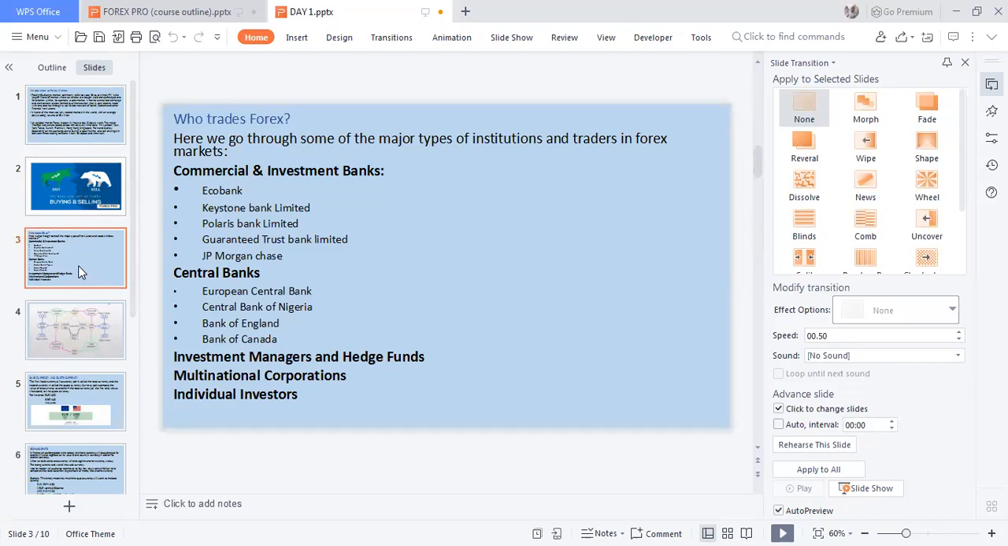We have the central banks, which are the Central Bank of Nigeria, European Central Bank, Bank of England, Bank of Canada. We now have the subordinate banks, which are the commercial banks. And these are Zenith Bank, Keystone, Eco Bank, Guaranty Trust Bank, Polaris Bank. We have the multinational corporations. Then we have the individual investors.